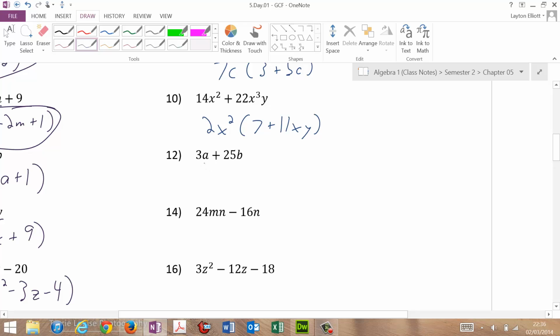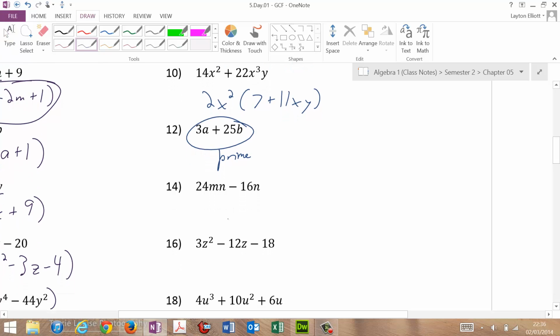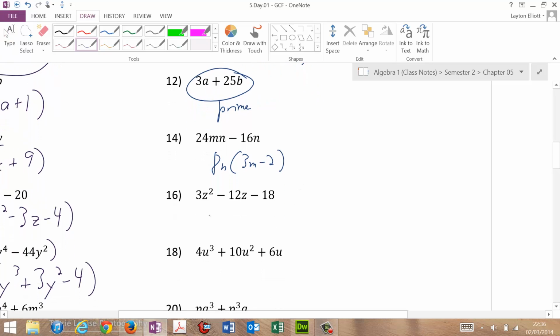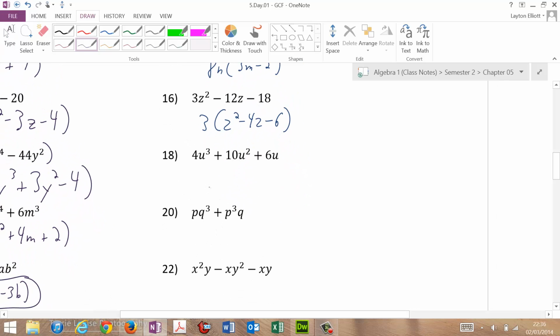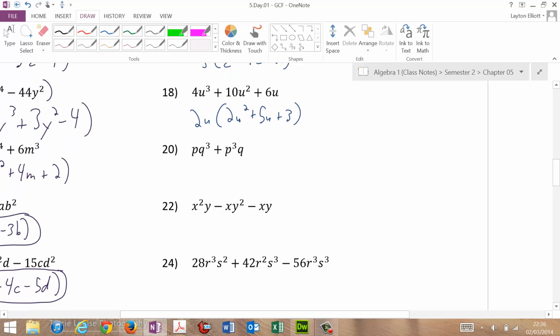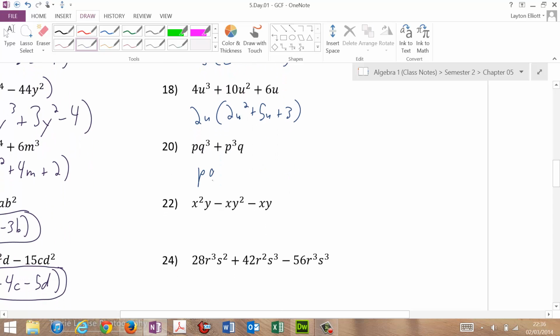Number 12, I can't take out a 3, and I can't take out an a or a b, so this one is prime. That one's done. Number 14, I can at least take out a 2, but I can go bigger than that. I can go 8 and n, leaving behind 3m minus 2. Number 16, I can take out a 3, leaving behind a z squared minus 4z minus 6. 18, I can take out a 2 and a u, leaving behind a 2u squared plus 5u plus a 3. 20, I can take out a p and a q, leaving behind a q squared plus a p squared.